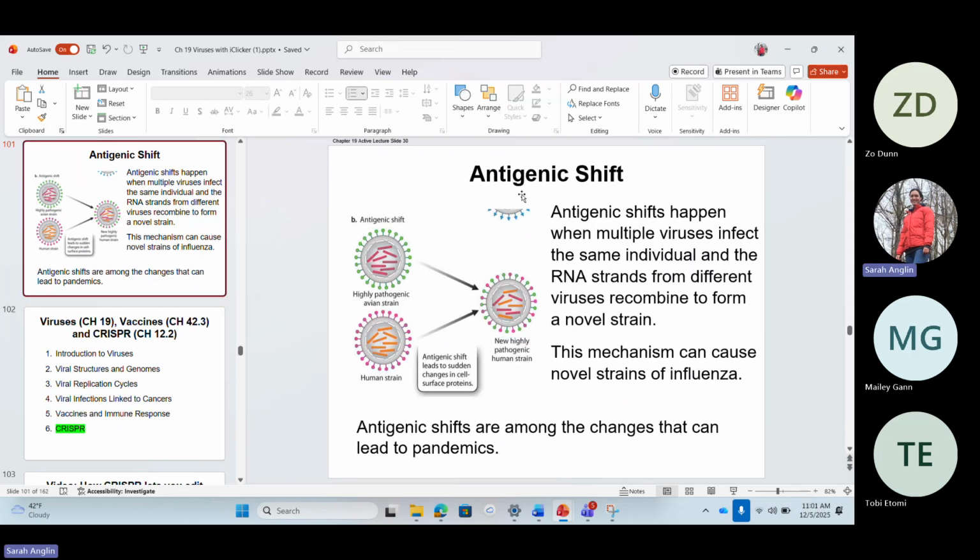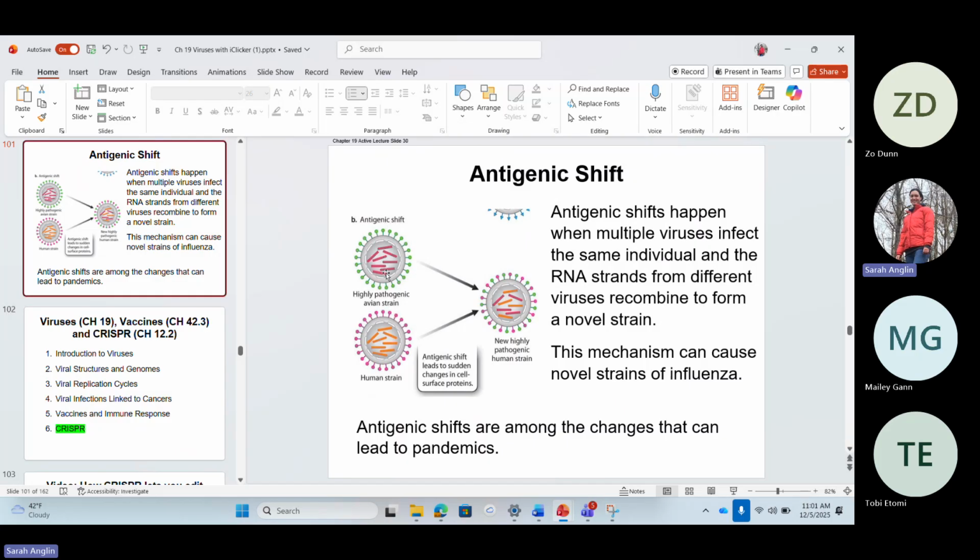All right, antigenic shift, that has to do with two strains mixing. So we have a strain here that affects birds, the avian strain, the bird flu. A human can be infected with the human version of the flu, and maybe they're working around birds, so that their system ends up being infected with that bird flu.